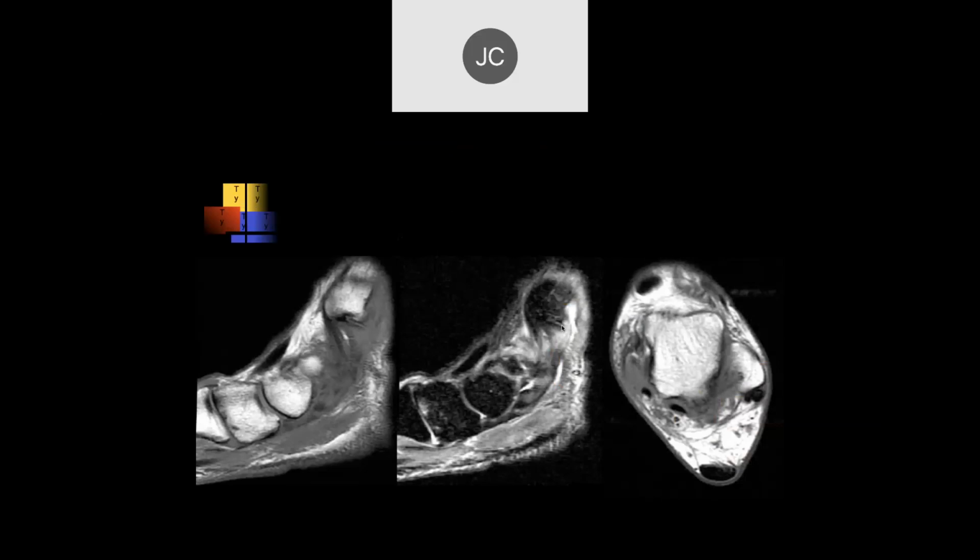Okay. Robert? All right, let's see. It looks like there's a lot of increased signal in that distal PTT. Yeah, I'd be concerned about a tear. Okay, here's the flexor hallucis, digitorum. Oops, where's the PTT? Right? And that turned out to be a complete rupture of the PTT.